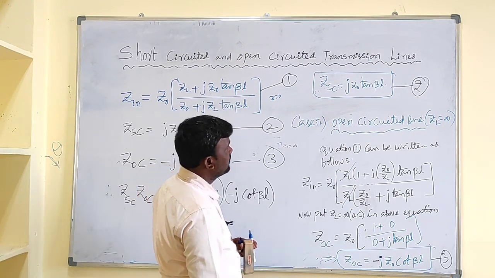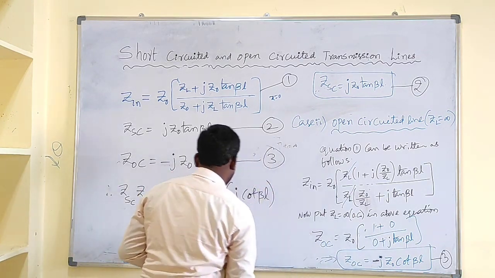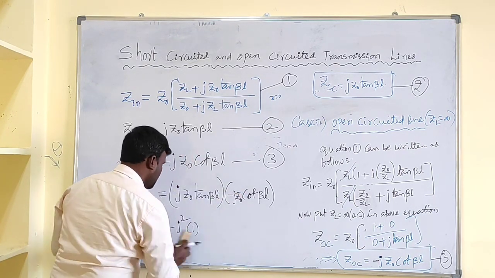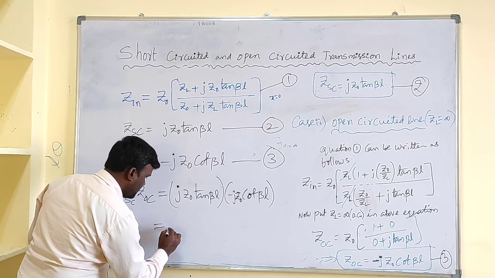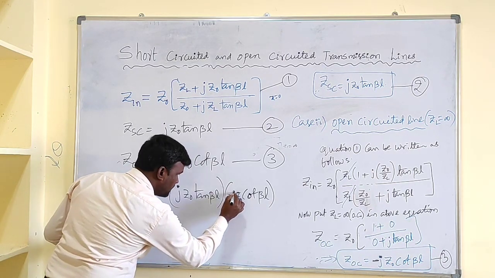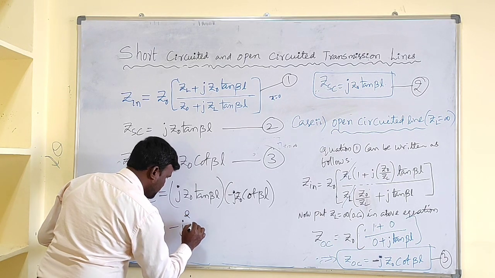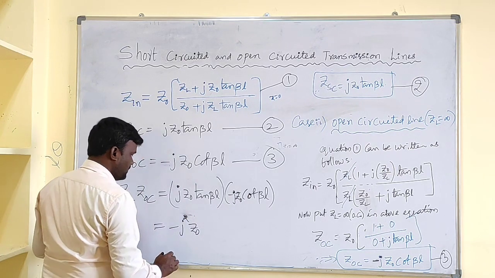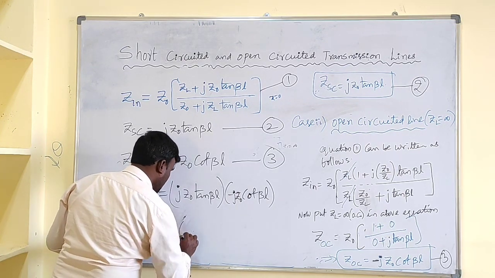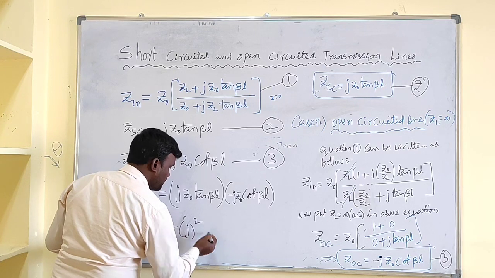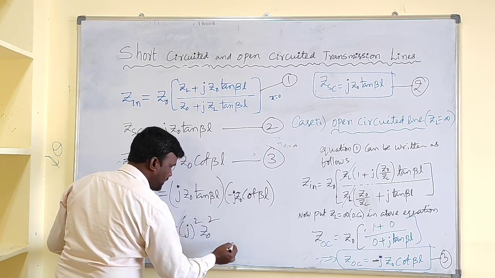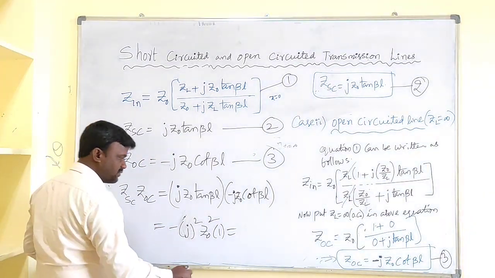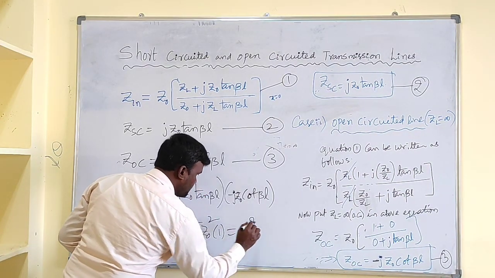What did I write here? I forgot to write here j Z naught cot beta L. j Z naught tan beta L into minus j Z naught cot beta L gives minus j whole square Z naught square tan beta L cot beta L, and tan beta L cot beta L is 1. So finally, j square means minus 1, and here we have minus, that means we get Z naught square.